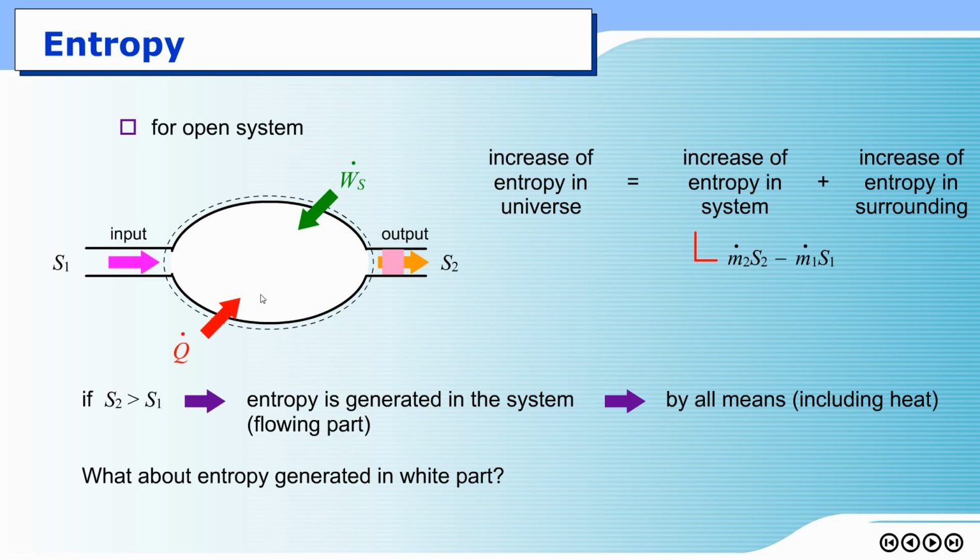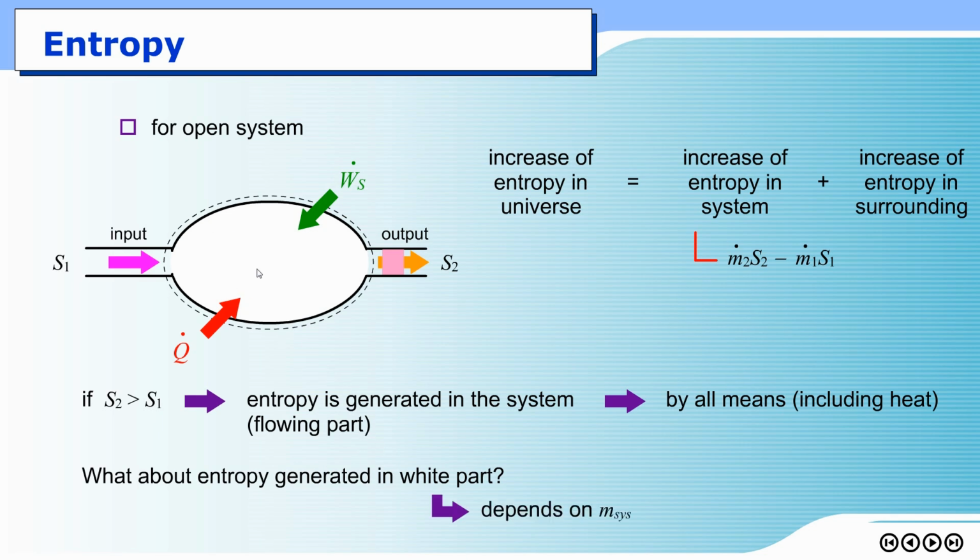However, in addition to the pink part, the system itself can also generate entropy. For instance, if the system has not reached steady state, the system itself can expand. It can change volume. Expansion like that may be associated with an increase in entropy as well, and that must be calculated in addition to the entropy increase from the flowing part.